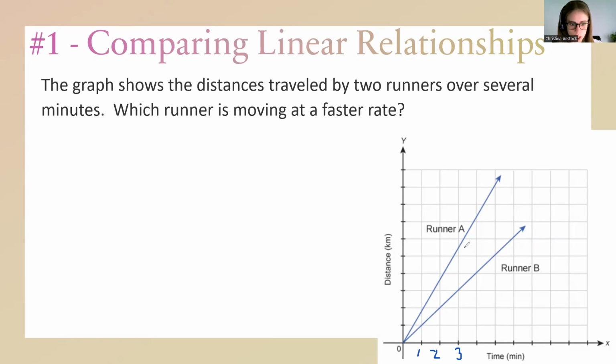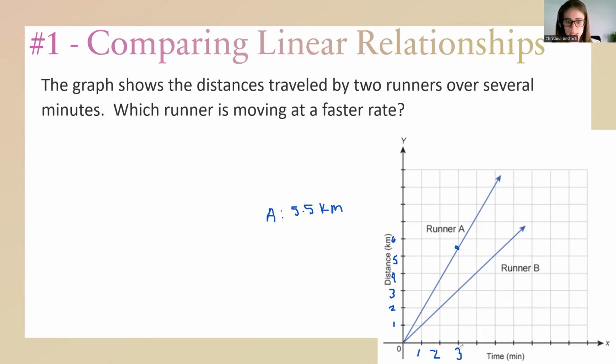So at the 3-minute mark, right here is runner A. And we're going to have to estimate, but like I said, that's okay. Estimating isn't a big deal, especially because we just really want to know who's faster. We don't need the exact number. So we can see at 3 minutes, runner A was approximately 5.5 kilometers away from the starting line.